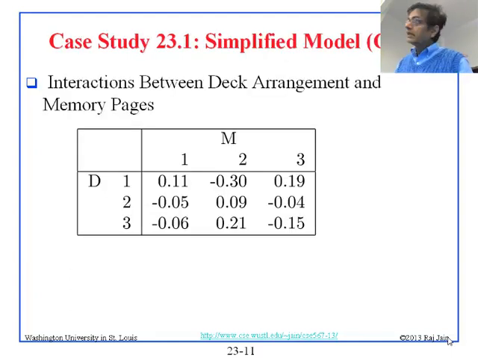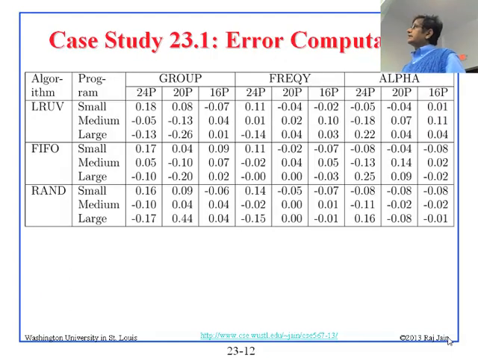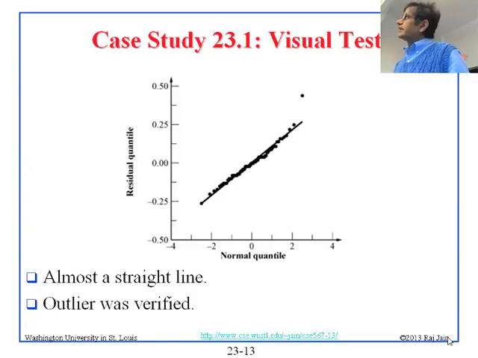6 terms. So the rest is error, and now you can check whether the errors are normally distributed or not. So they are normally distributed except for one outlier. And they did verify that that was not an error. I mean, that was not an experiment. So there is a system behavior which happens at that point.